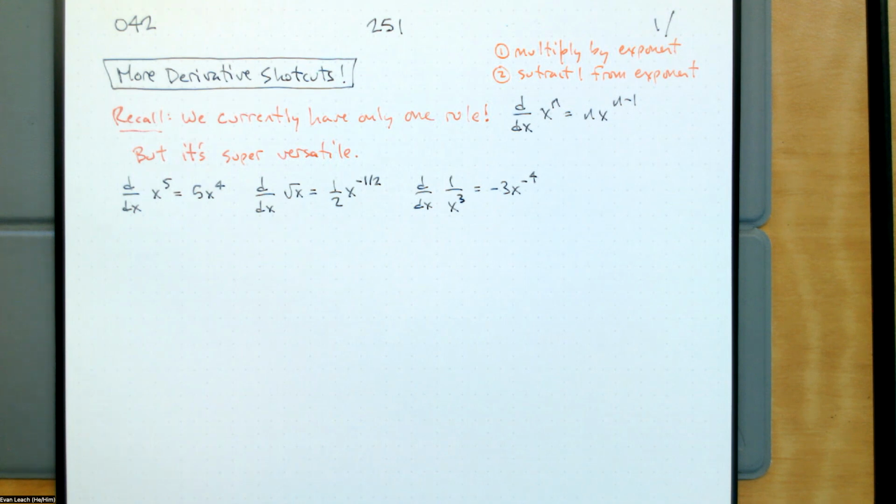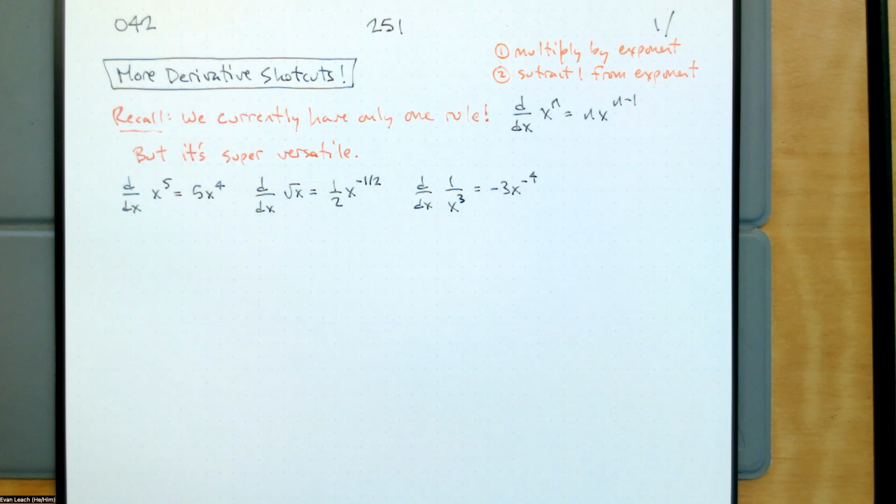The derivative of x to the n is n x to the n minus 1. The procedure is to multiply by the exponent and then subtract 1 from the exponent. It's only one rule, but it's a super versatile rule because there's a lot of things that we can write as powers of x. The derivative of x to the fifth is 5x to the fourth.